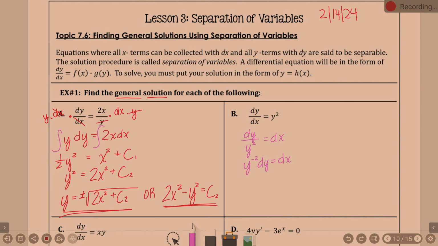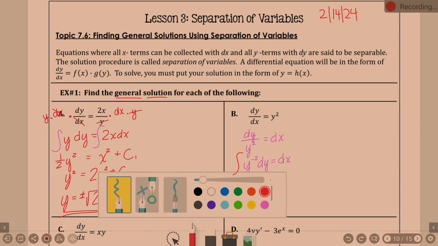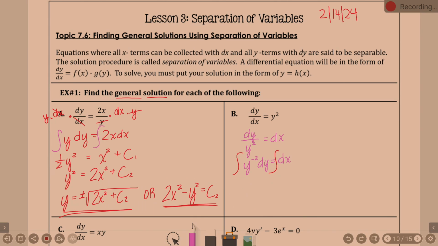So, are you ready to integrate? Integral of y to the negative second. Y to the negative first. Negative, yeah. So add 1 to the power: negative 2 plus 1 is negative 1. Divide by the new power, which, dividing by negative 1, is multiplying by negative 1. Equals x plus c.